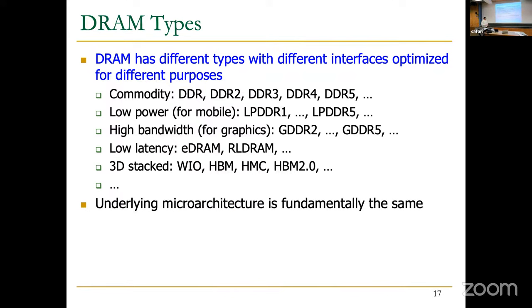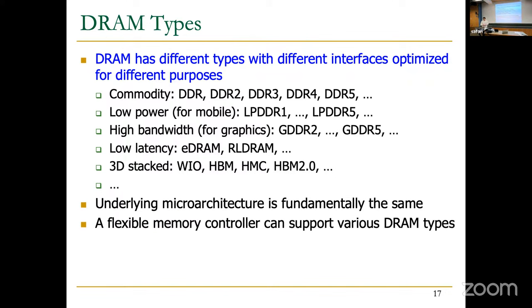The underlying microarchitecture, the subarray architecture, is fundamentally the same across all these different types of DRAM chips. The difference is basically the high level interface and what's outside of the subarray. And a flexible controller can support various DRAM types.